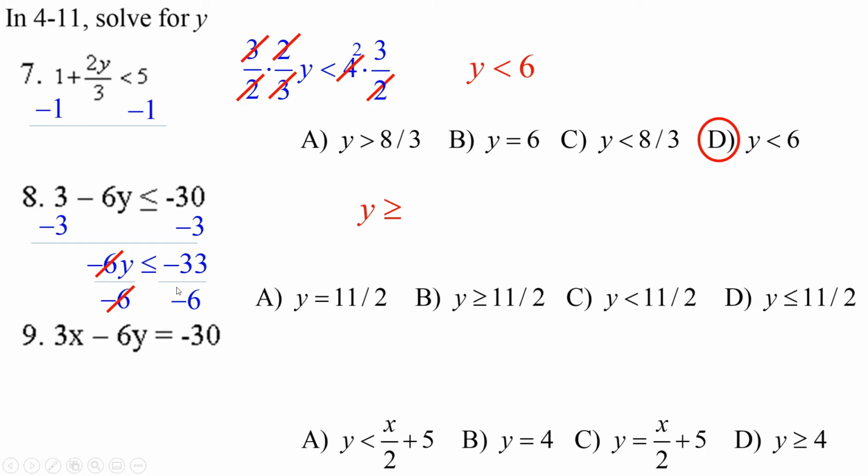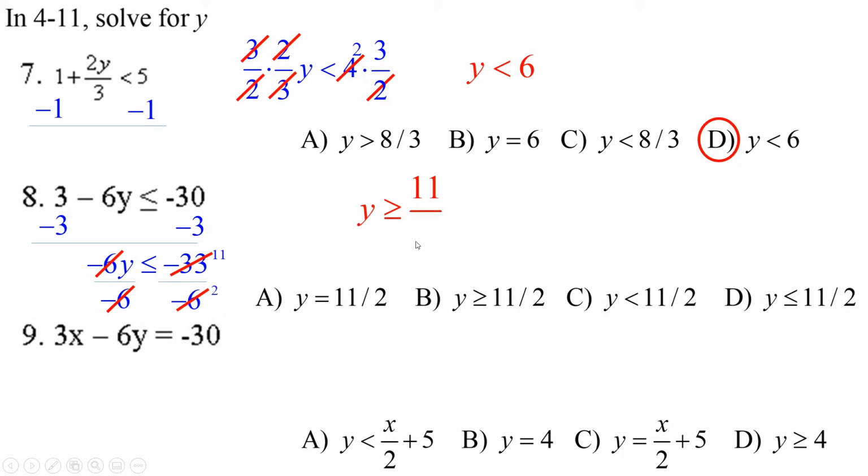Now, a negative over a negative is positive, so all we're going to have to do here for full credit is reduce the fraction 33 over 6. So you think to yourself, what number goes into 33 and 6? And isn't that 3? How many times does 3 go into 33? 11 times. How many times does 3 go into the 6?